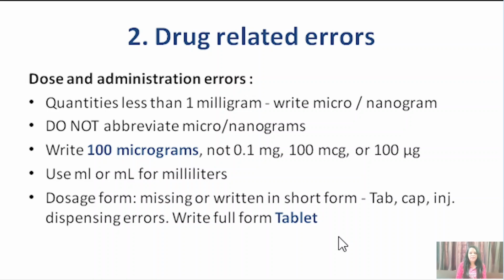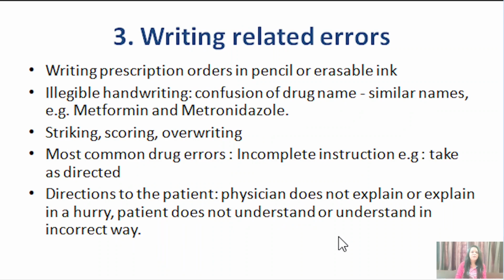So you have to be very careful when you are prescribing to the patient the particular dose and the dosage form. Now coming to the third type of the error, that is the writing related errors. Writing the prescription with the help of a pencil or erasable ink can lead to errors in dispensing, and also it can lead to difficulty in understanding by the patient. Illegible handwriting can create confusion of the drug name, and that is particularly true for similar names. For example, metformin and metronidazole. Striking, scoring or overwriting, all these types of mistakes you should avoid when you are writing the prescription.